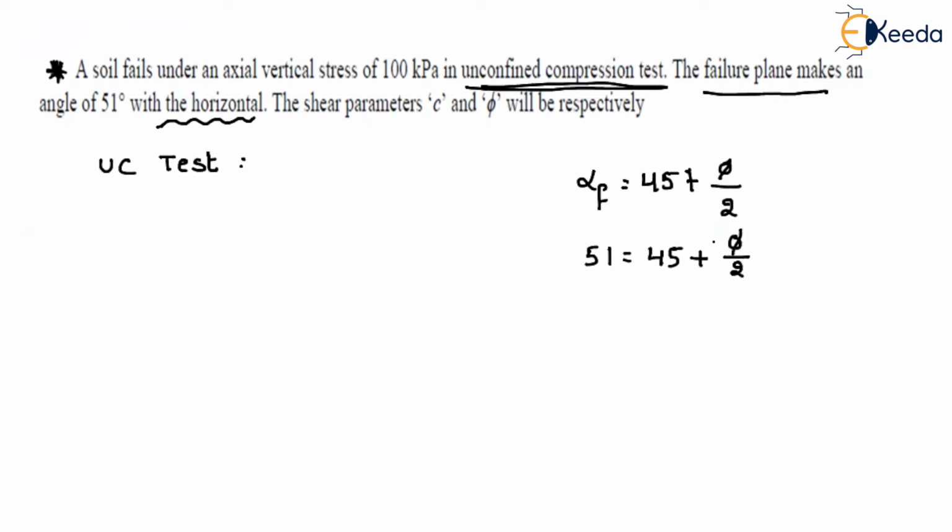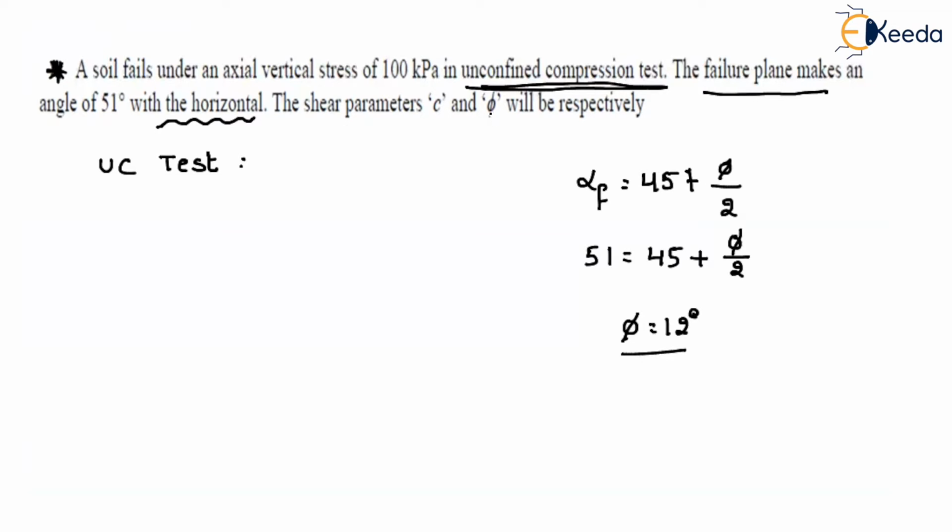As they have given the failure plane, based on that we can directly find out the angle of friction. From this, how much will we get? 51 minus 45 is 6, into 2, 12 degrees. So from this we have obtained that our angle of friction is 12 degrees.